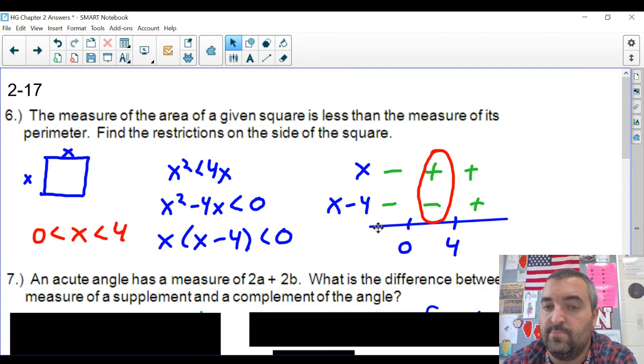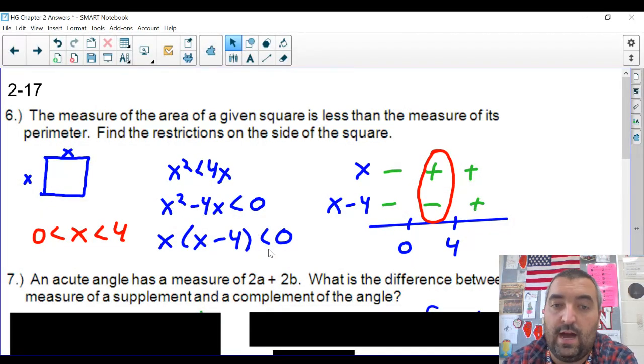So when I'm substituting in a number less than 0, so let's say negative 2, I would get a negative number. Same with numbers between 0 and 4. If I put in, let's say, 3 minus 4 is negative. So this section would be negative. And then if I substitute any number bigger than 4, I would get a positive number, right? 5 minus 4 is 1, so it's positive.